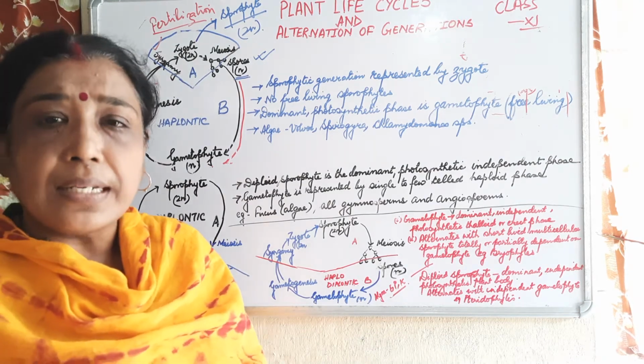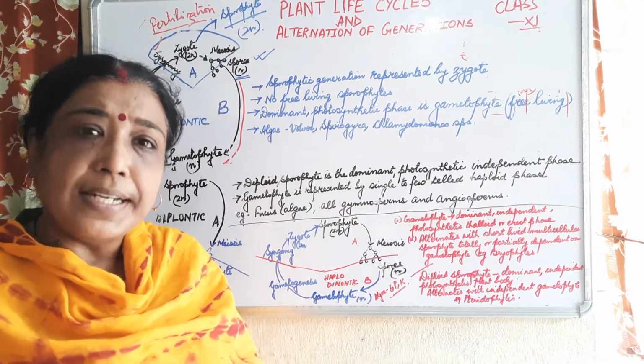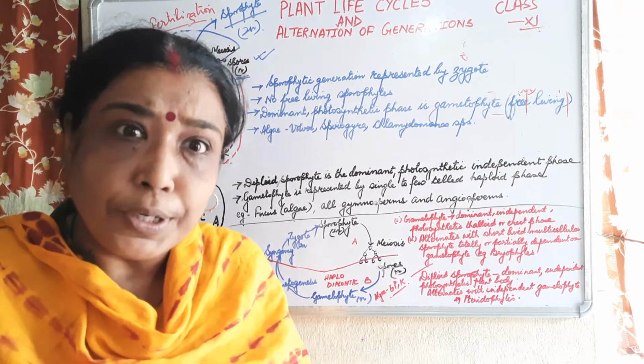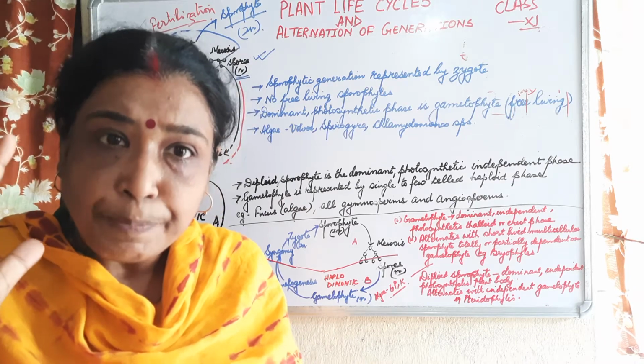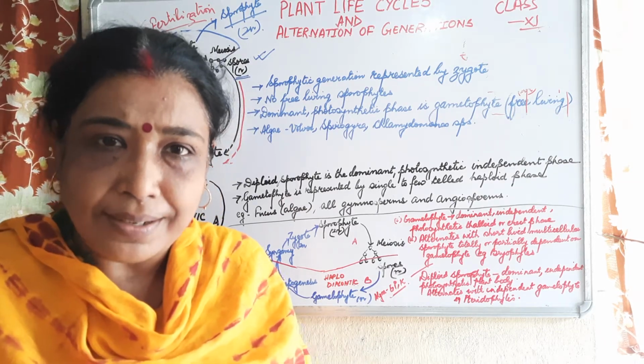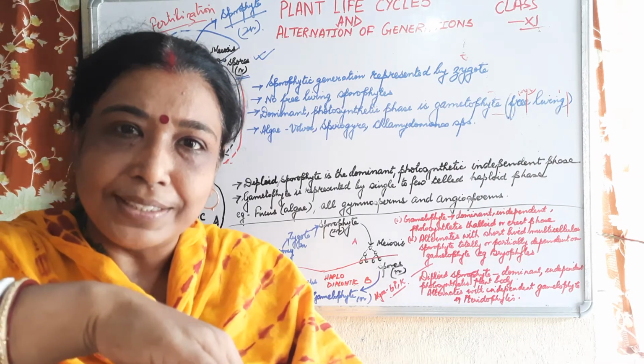Now let us come to the next one, that is the diplontic. It's also very easy, children. Of course, diplontic means the sporophyte is dominating now. So the diploid phase is dominating. The condition is just the reverse over here.